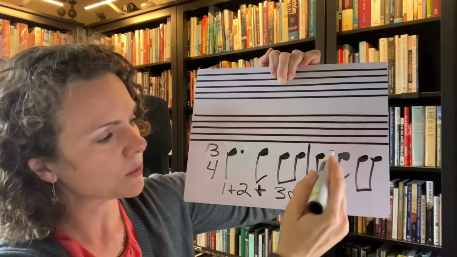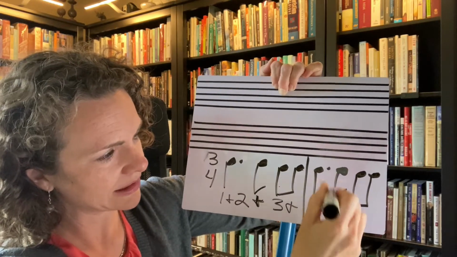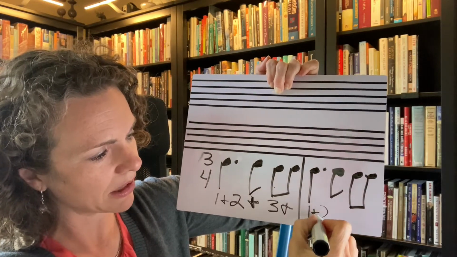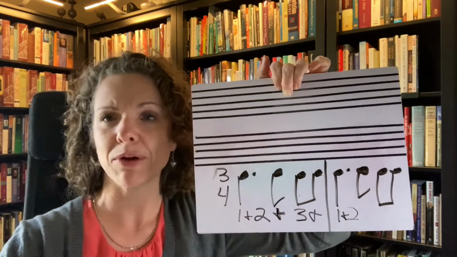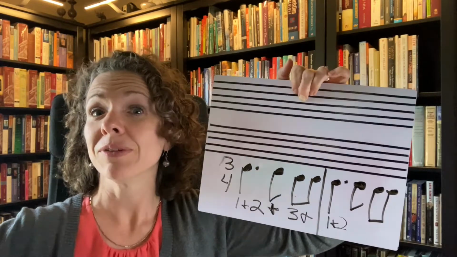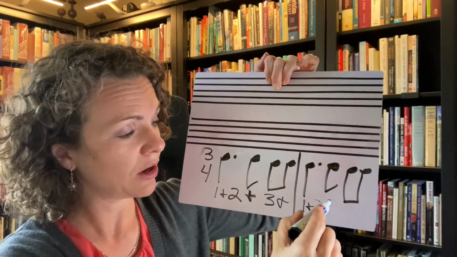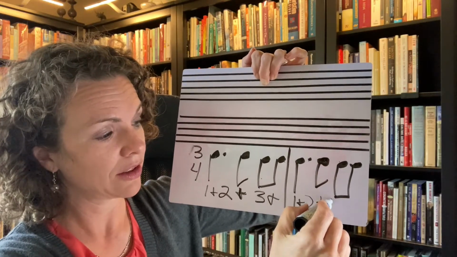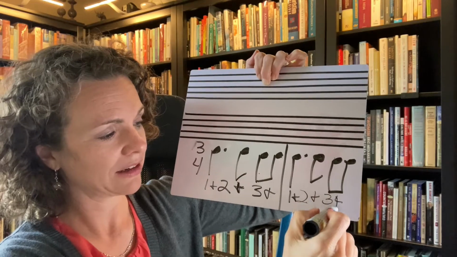Okay, next one. 1 and the dot gets the number. Then the next eighth note, what do we say after we say a number and we're counting eighth notes? We say and, right? So 1 and 2 and 3. Whoops. My and kind of went crazy.